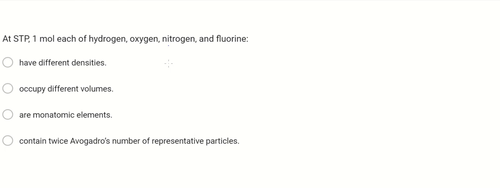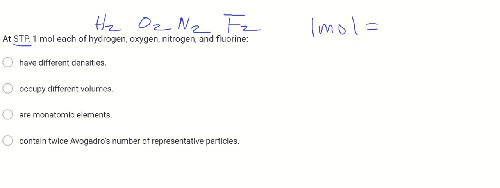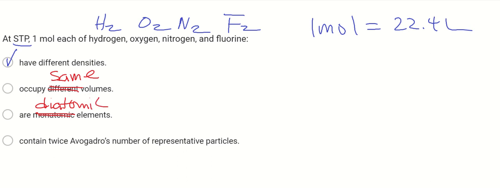At STP, all of these gases, H2, O2, N2, F2, these are all diatomic, but it doesn't matter because if you have gases, and which these are, at standard temperature pressure, they're all going to have the same volume for 1 mole. All right, so let's see. Is that a choice? It's not a choice. But they are going to have different densities because density is based off your molar mass. All right, so they're all going to have different masses because that's based off your periodic table. So that's true. This second choice, they're all going to have the same volume, so that's not the correct answer. These are not monatomic atoms, they're diatomic. No, 1 mole is just Avogadro's number. Okay.